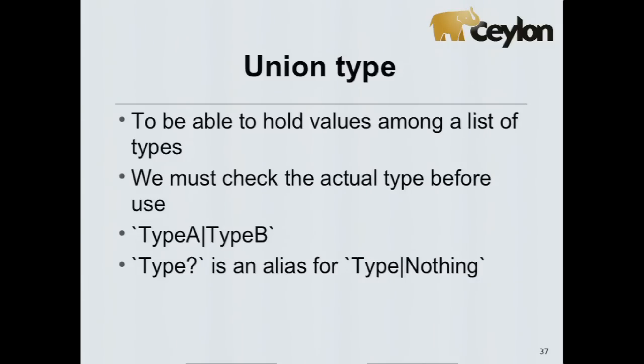So for the anecdotes, type question mark, what we saw earlier, the question mark at the end of a type, is actually an alias. It's just syntactic sugar for type or nothing, where nothing is the type of null. So whenever you see cube question mark, it's cube or nothing.